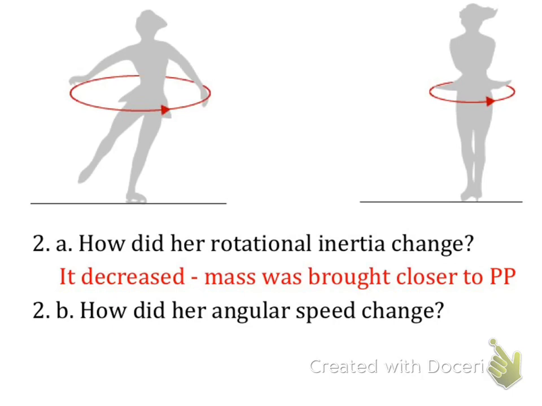How did her angular speed change? She was getting faster and faster. So fast that she was able to break through the ice. Definitely not. Oh, she died.